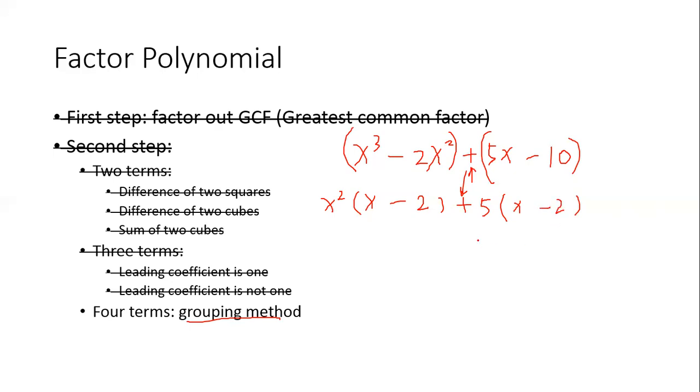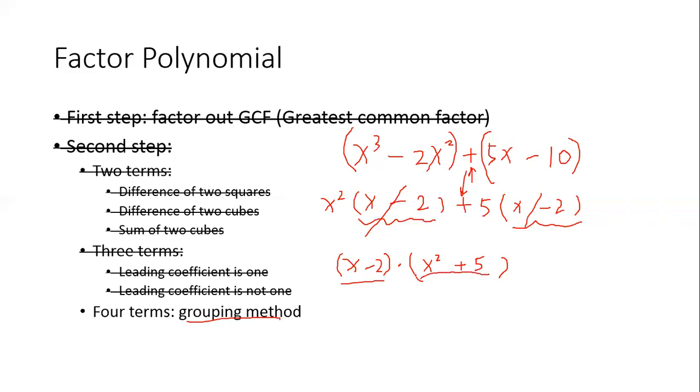And then we're going to look at the two groups. What do both groups have? x minus 2. So x minus 2 is in common, and I'm going to take it out. If I take out the x minus 2, what will be the leftovers? For the first group, x squared is the leftover, and for the second group, positive 5 is the leftover. So we have x minus 2 times x squared plus 5.